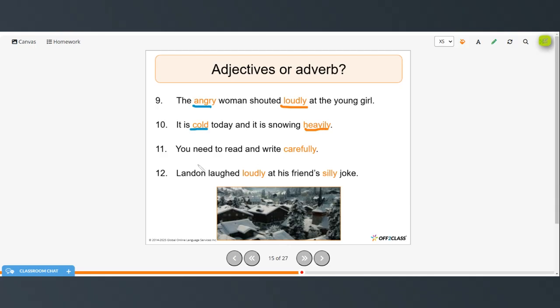You need to read and write carefully. Again, carefully is the adverb. Landon laughed loudly at his friend's silly joke. Loudly is the adverb, and silly is the adjective.